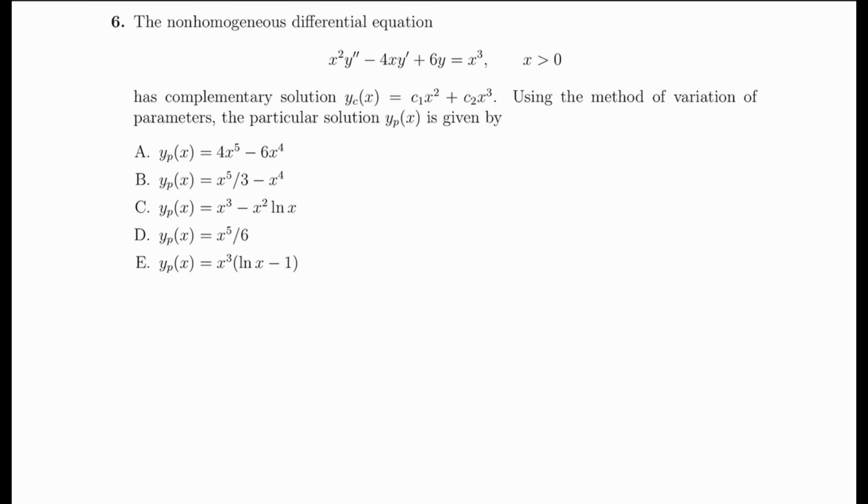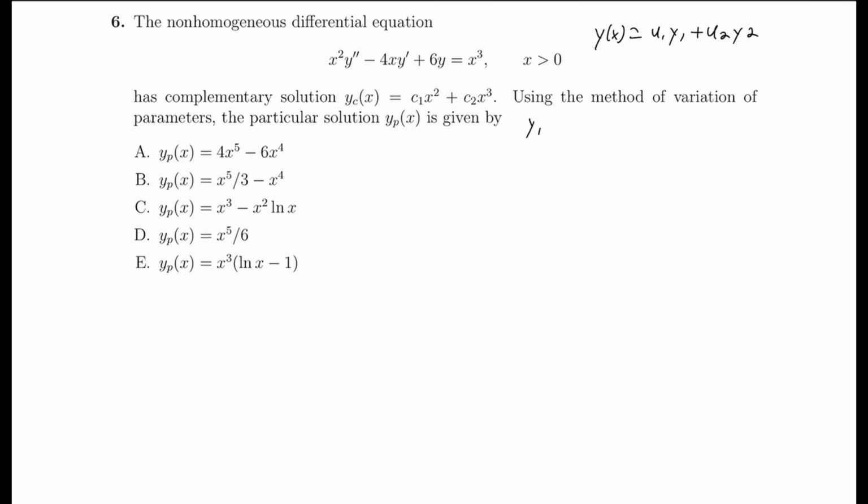Problem number 6 is a variation of parameters problem. So we are given a differential equation, and we're given its complementary solution and asked to find the particular solution using variation of parameters. Remember that when we're using variation of parameters, we're always looking to take this complementary solution and turn it into something like y of x equals u1 y1 plus u2 y2, where we can then use our known y functions and solve for our two u's, which are functions instead of constants, like our c's here.